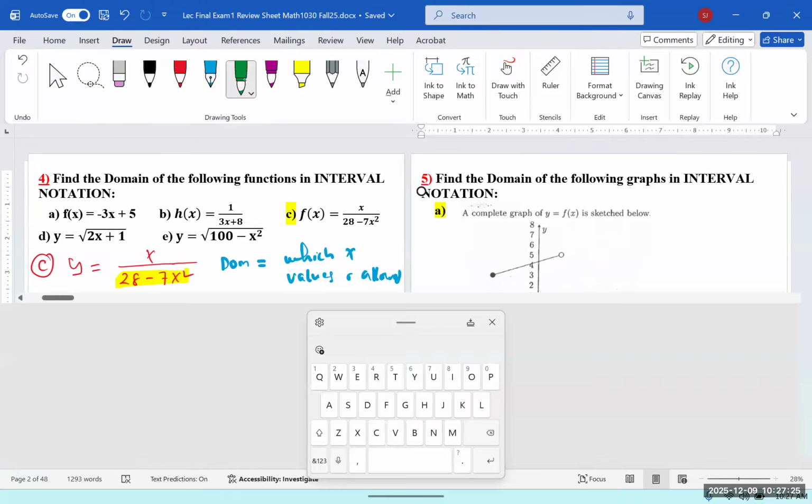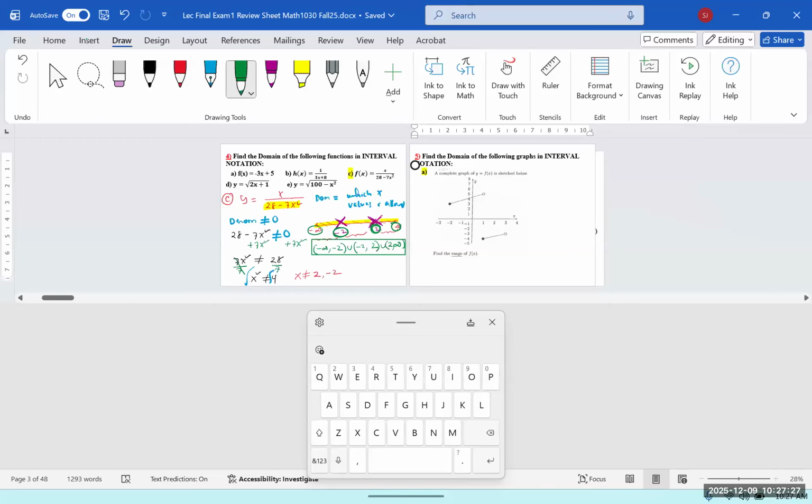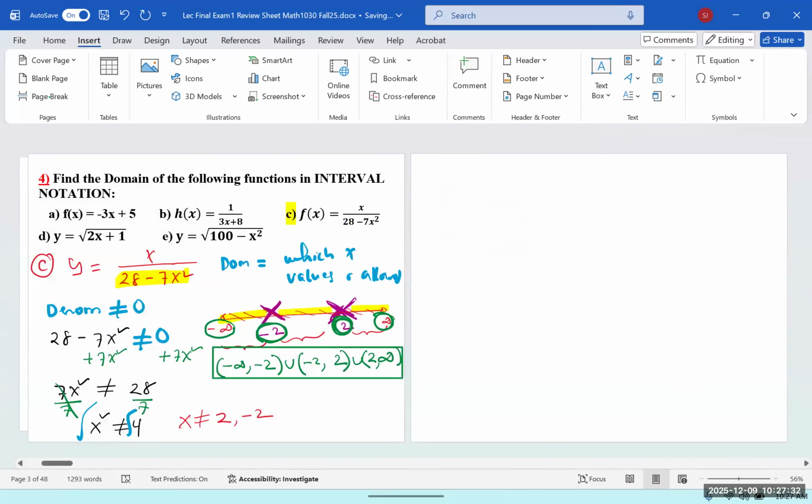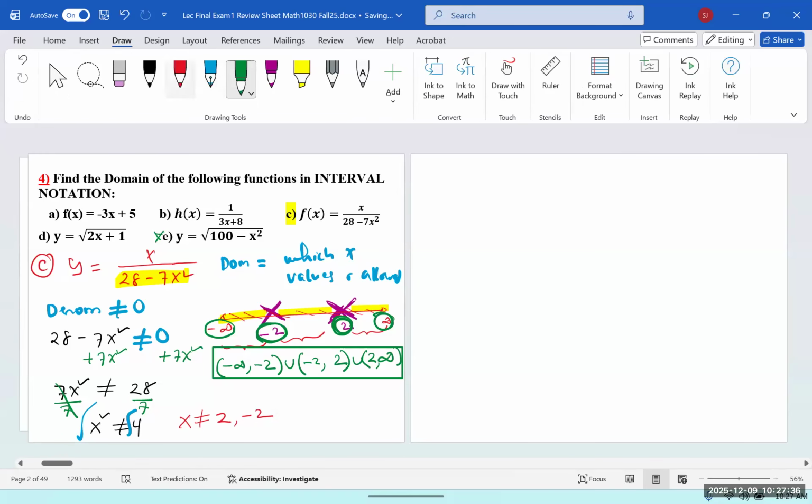Let me also do the other problem, which sometimes comes. The second problem is the radical issue. So if y equals the square root of 100 minus x squared.